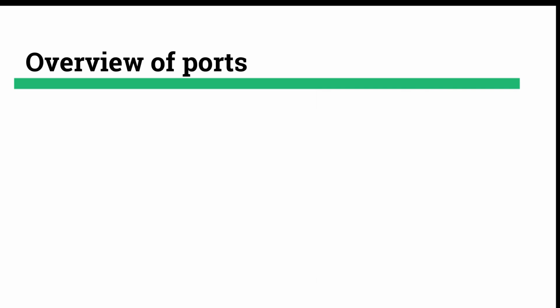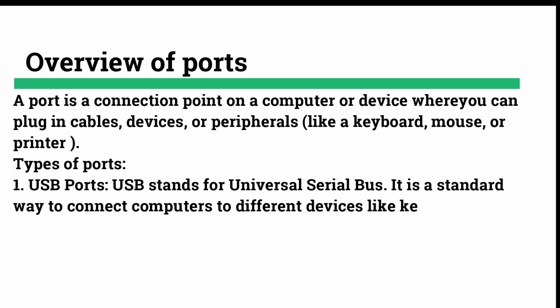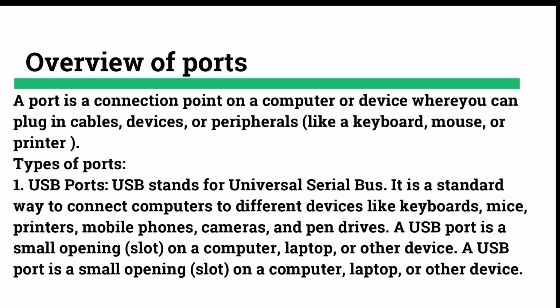Overview of ports. A port is a connection point on a computer or device where you can plug in cables, devices, or peripherals like a keyboard, mouse, or printer. Types of ports. 1. USB ports. USB stands for Universal Serial Bus. It is a standard way to connect computers to different devices like keyboards, mice, printers, mobile phones, cameras, and pen drives. A USB port is a small opening, slot, on a computer, laptop, or other device.